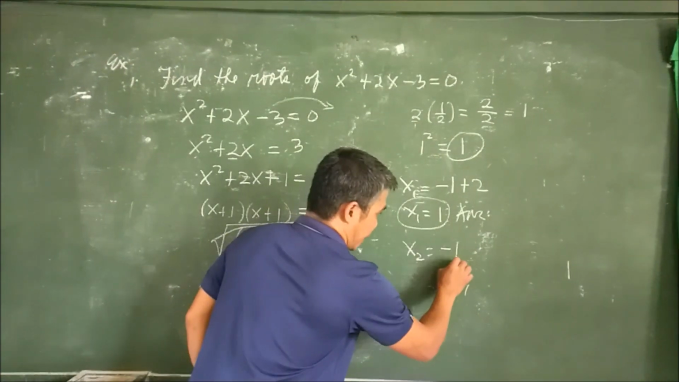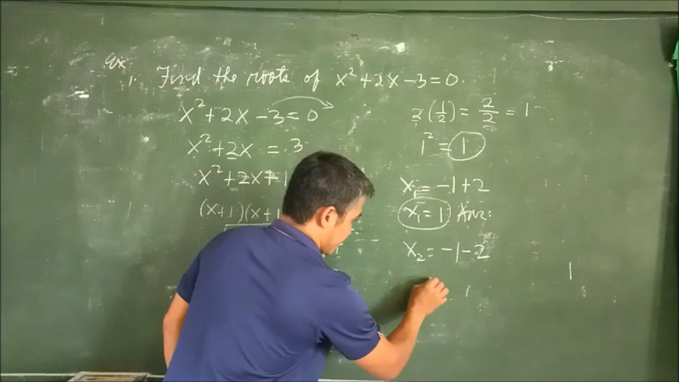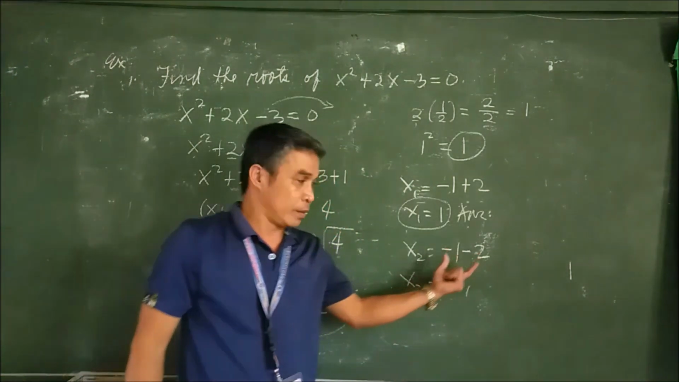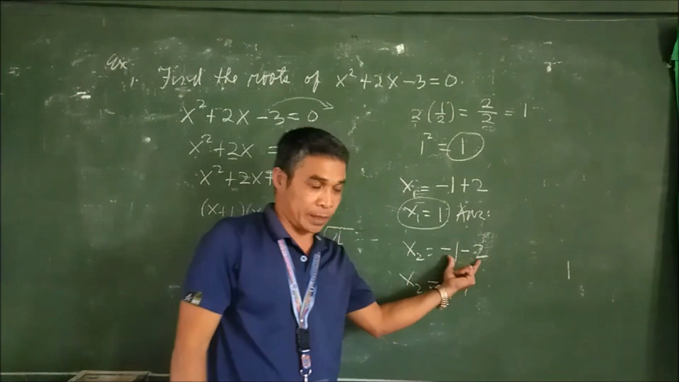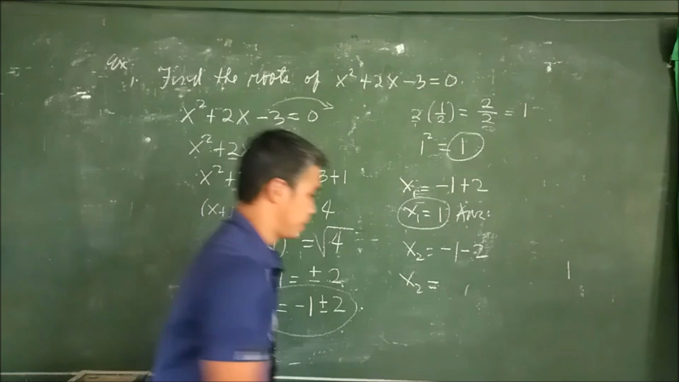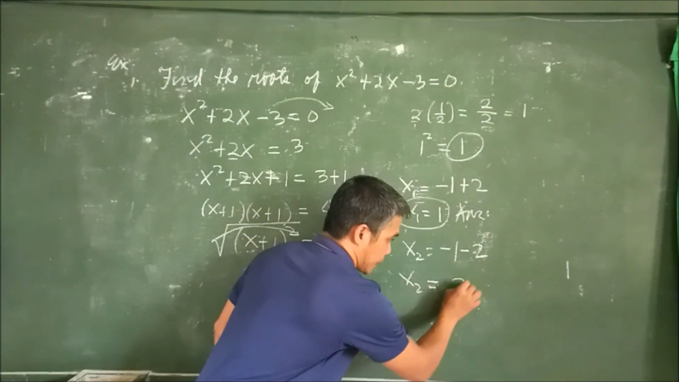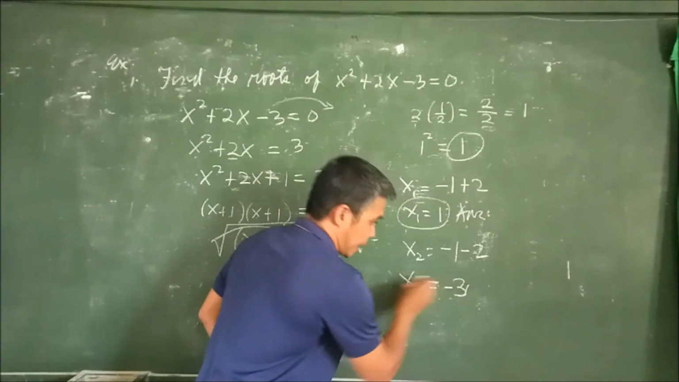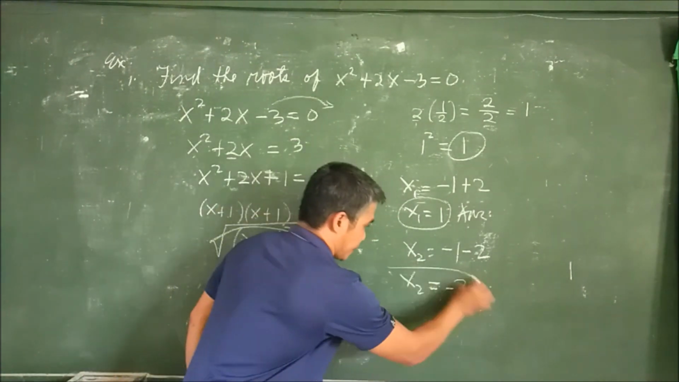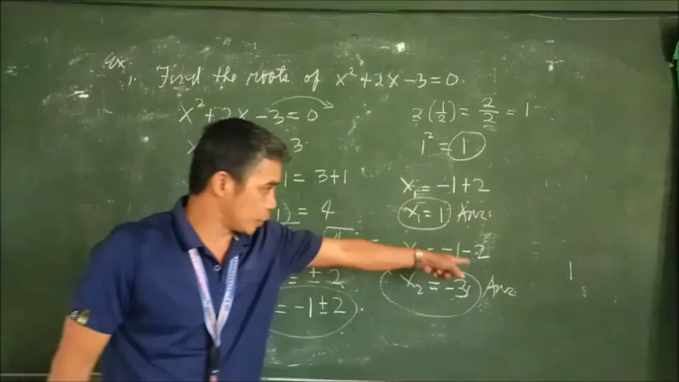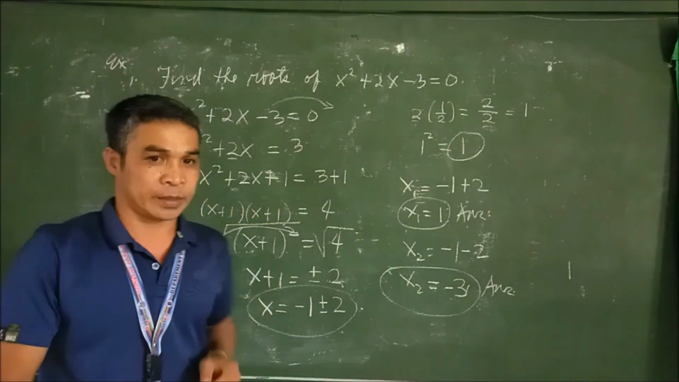That is negative 1 minus 2 is equals to, tandaan ninyo, kapag magkasunod ang number, magkapareho ang kanyang sign, add na diretso. 1 plus 2 equals 3, then ikopya na lang ang kanilang sign, that is negative. Or negative 1 minus 2 is equals to negative 3.